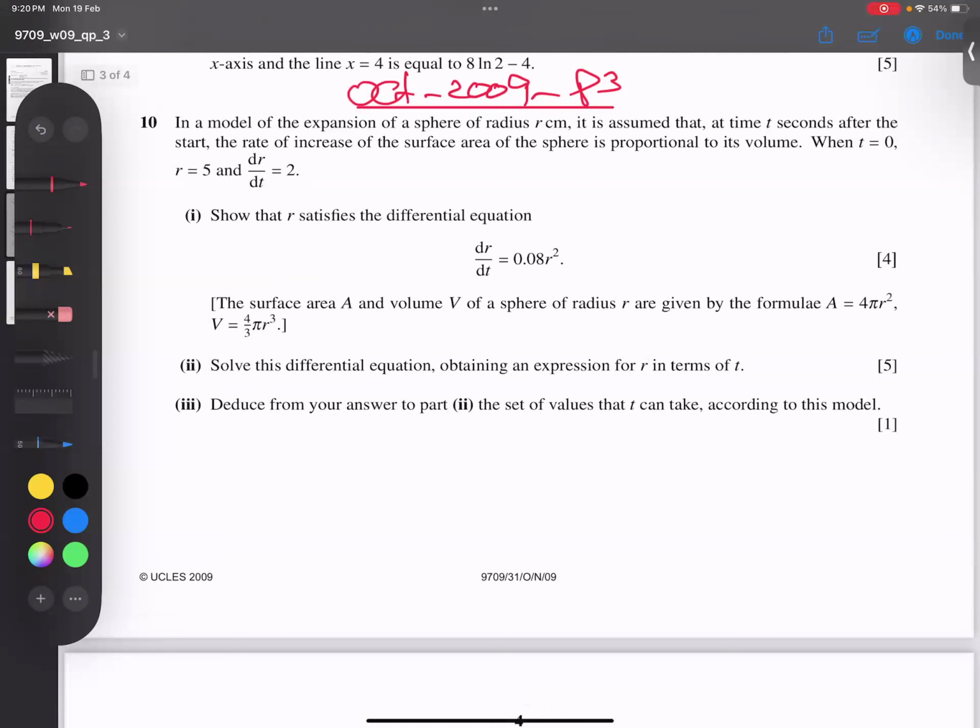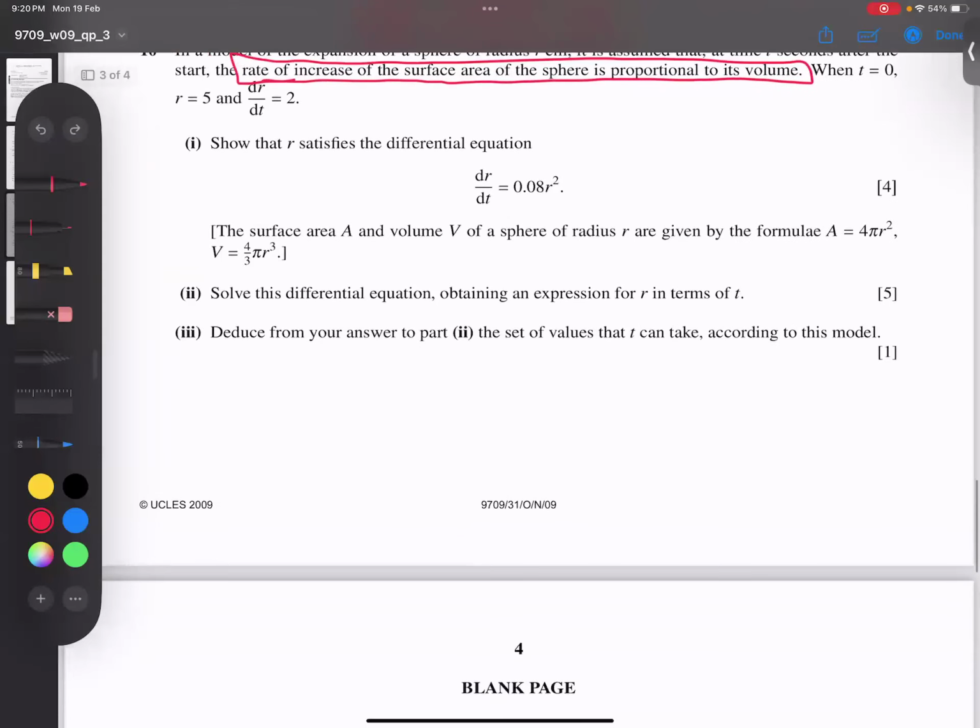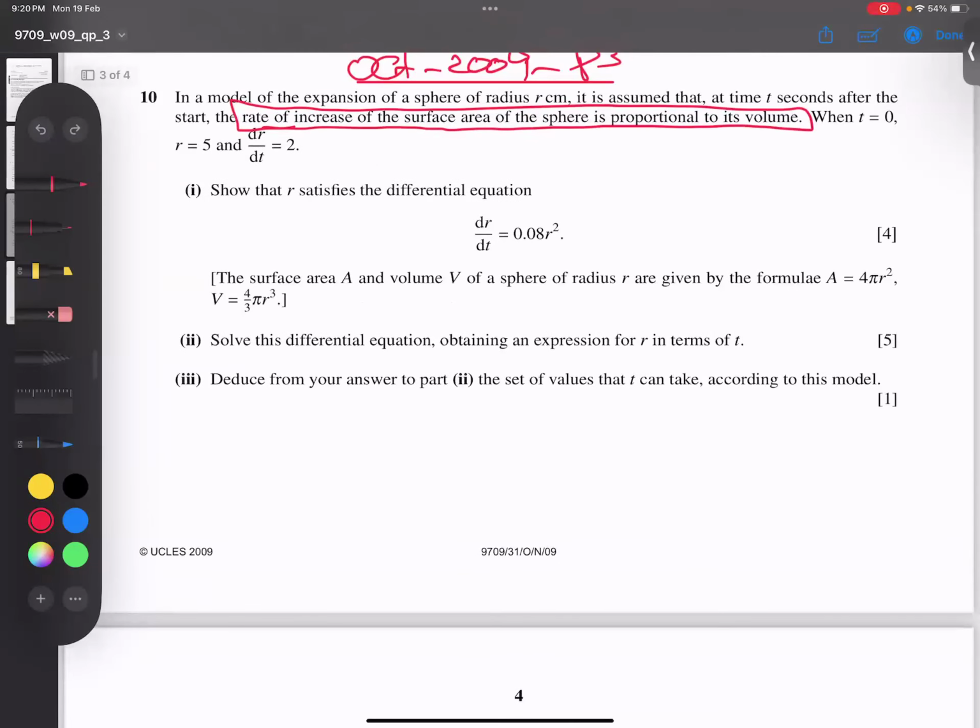So let's start. This question I solved completely myself. The expansion of a sphere of radius r. Assume that the rate of increase of surface area is proportional to volume. This is the most important sentence. I repeat again what he said. Let me write here first: rate of increase of area, so dA by dt is proportional to volume. When I remove this proportional sign, naturally I will get k times volume.